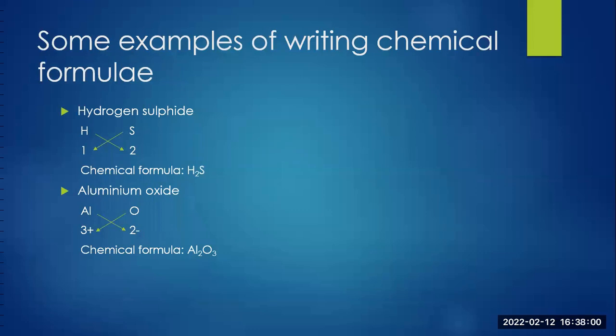Some examples here. The first compound under consideration is hydrogen sulfide. The constituent elements are hydrogen and sulfur. You should write down the chemical symbols of those elements, and right below the symbols you should write the valencies. Then you should do this cross multiplication, so this 2 gets attached with H and this 1 gets attached with S, thereby giving us chemical formula H2S.